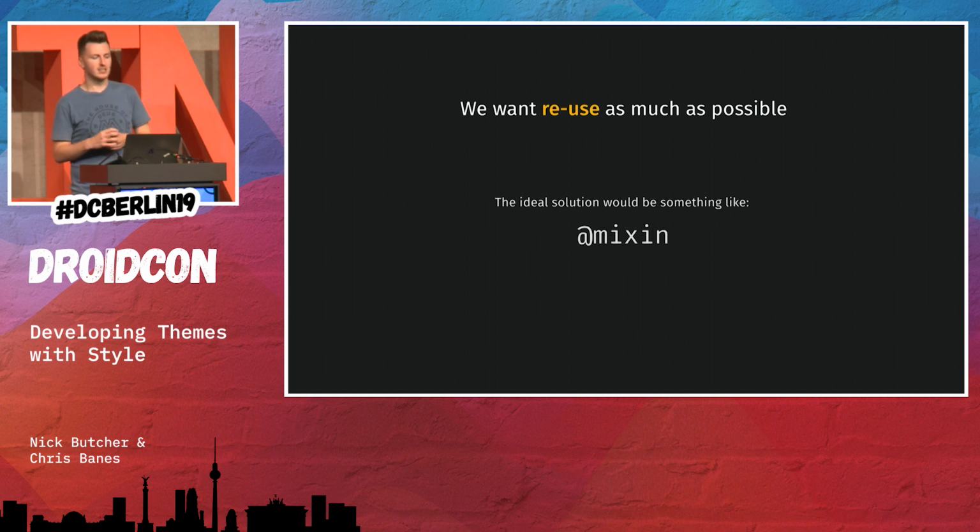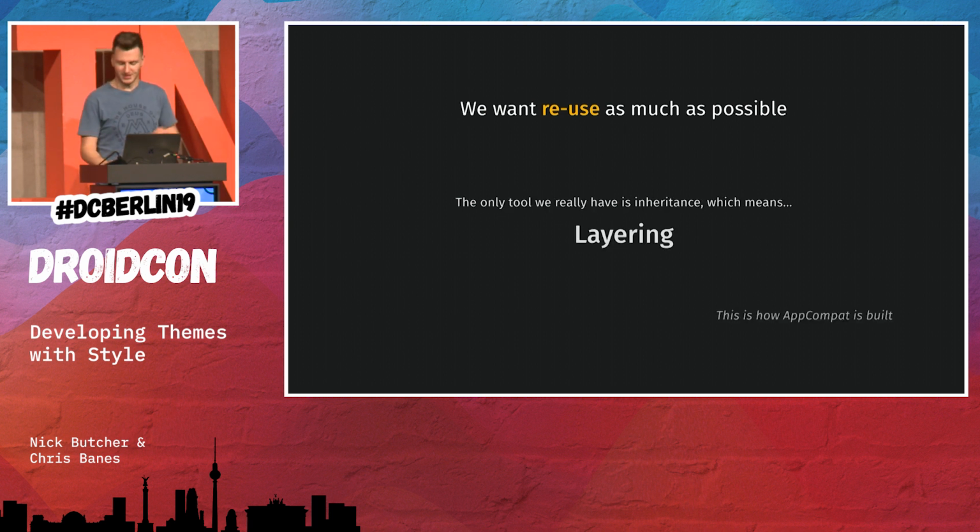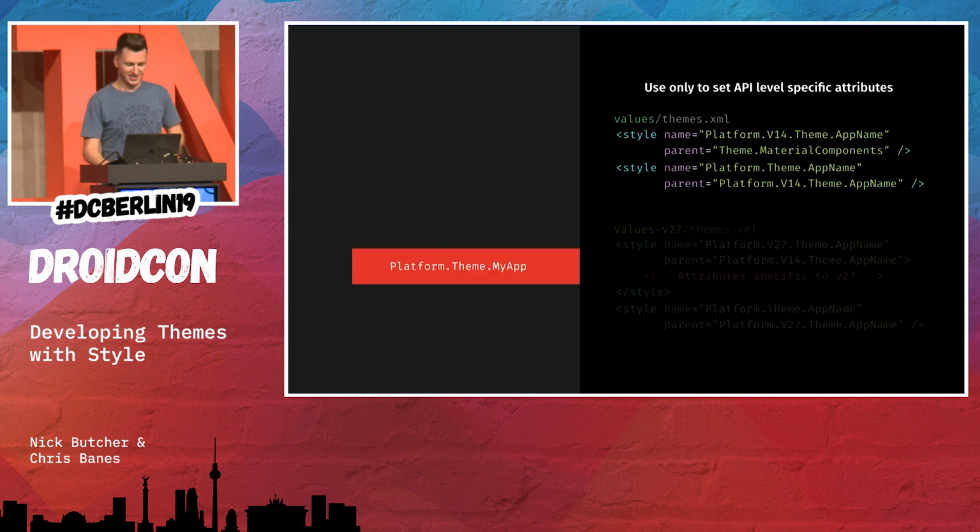So what we really want is to reuse as much of the theme as possible. So ideally, we'd have something like a mix-in. Like Sass has this, and it's a great feature, but we don't. What we do have is inheritance, which isn't great, but we can make it work by using heavy use of layering. Now, this is exactly how AppCompat and the framework is built. So it does work, it's quite verbose. So don't get scared when I go through these slides.